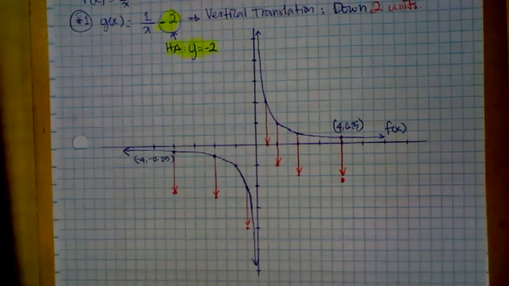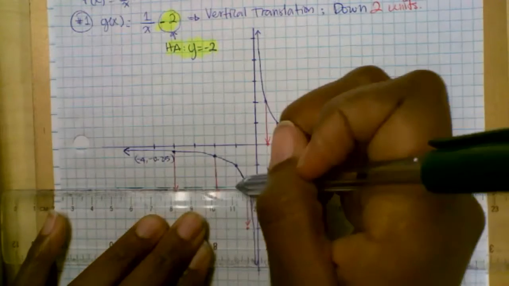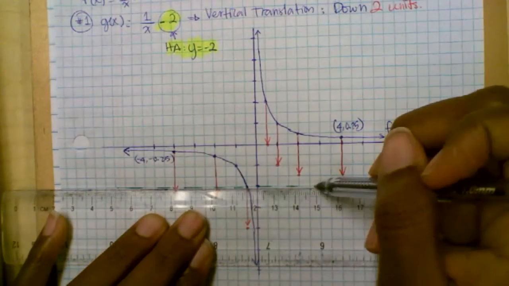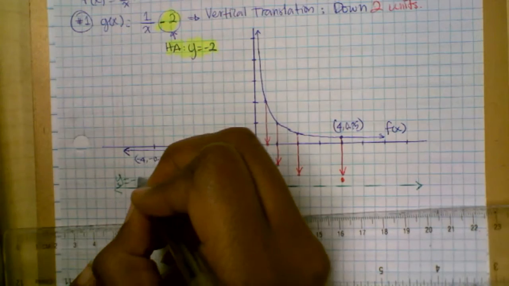So I'm going to use my ruler and I'm going to draw a line. I'm going to use a dashed line to represent the horizontal asymptote, which is y equals negative 2.